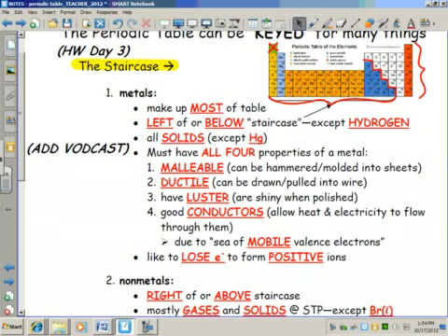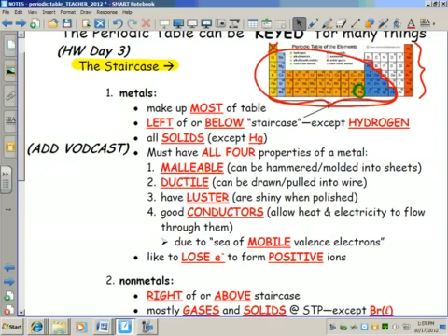Metals make up most of the table, as you can see. We said the portion of the periodic table that is metals is actually everything in here. So it's most of the periodic table. All of the metals, with the exception of mercury down here, are solids. Mercury at STP, which is standard temperature and pressure, or just to keep it simple, at room temperature, mercury is a liquid. All the rest of the metals are solids.